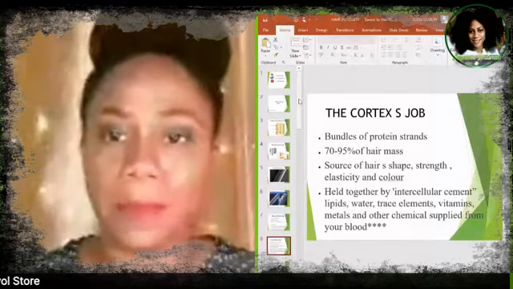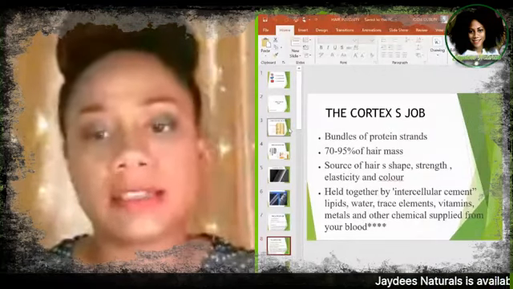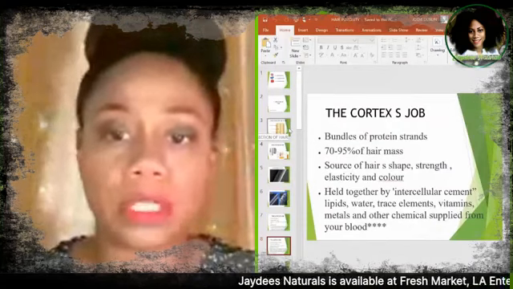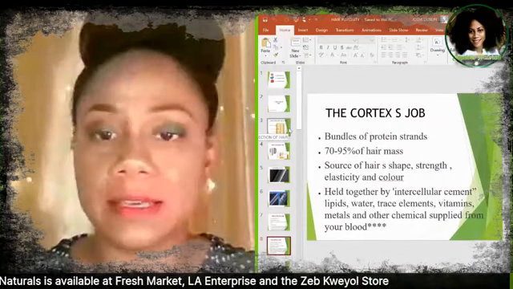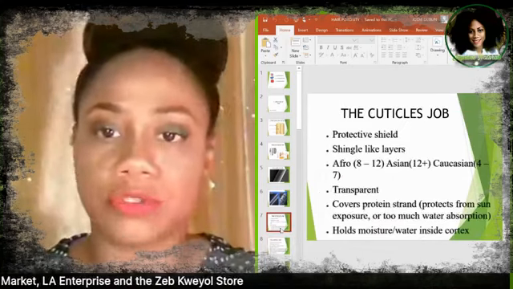Okay. Now, the cortex's job, as I said, is a bundle of protein strands, and it is the source of our hair shape, strength, elasticity, and color, etc.